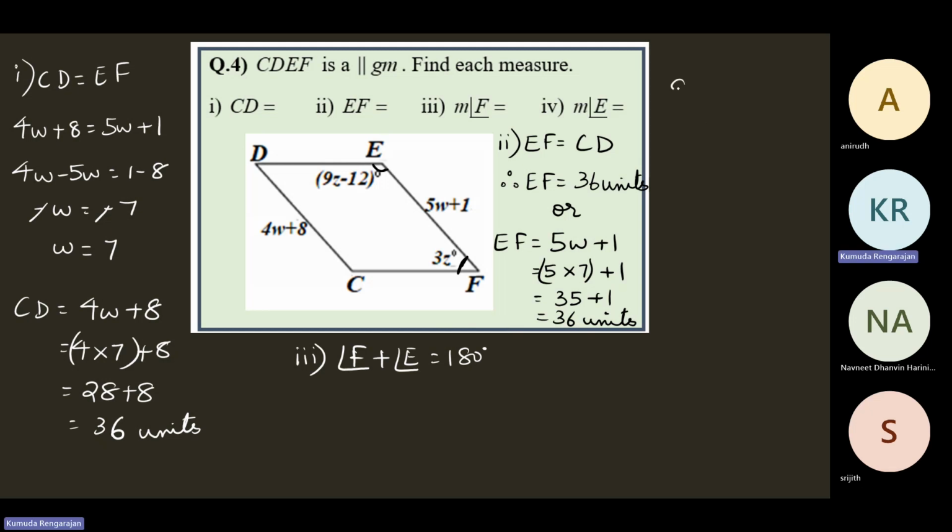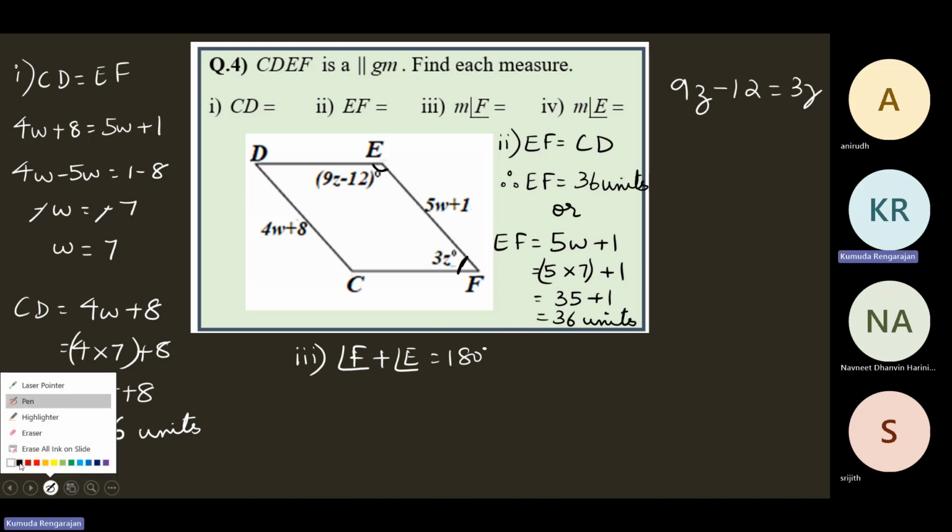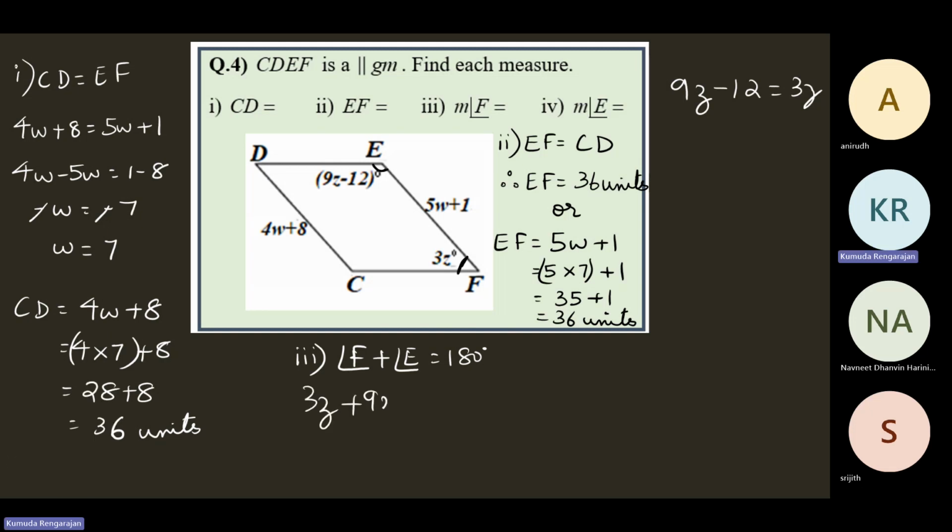If they were opposite angles, then you must work 9z minus 12 is equal to 3z. If they were opposite angles, you should equate like this. But here they are adjacent angles, so you should not equate them. You should add them and equate them to 180. So 3z plus 9z minus 12 is equal to 180.